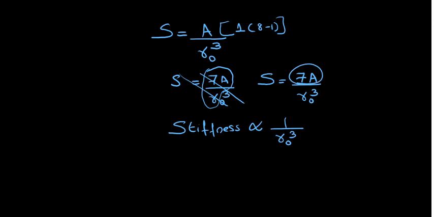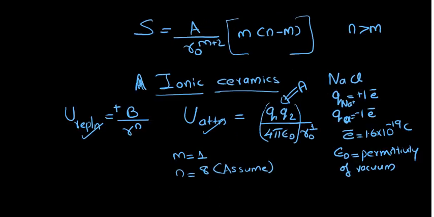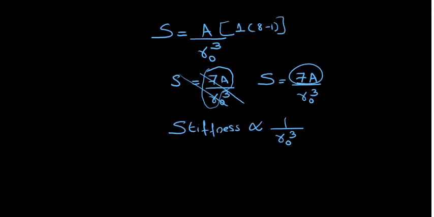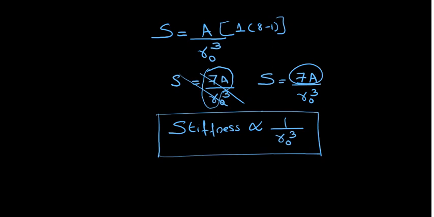Okay. a is a constant. And in case of ionic ceramics, a is nothing but this value. You can substitute it, and you multiply by 7 and divide by r0 cube, you will get the stiffness. But the important point here is that the stiffness is proportional to 1 by r0 cube in case of ionic ceramics. Okay, so this is not a universal equation. It varies, because once you change the m, then the relationship between the stiffness and the radius also changes.